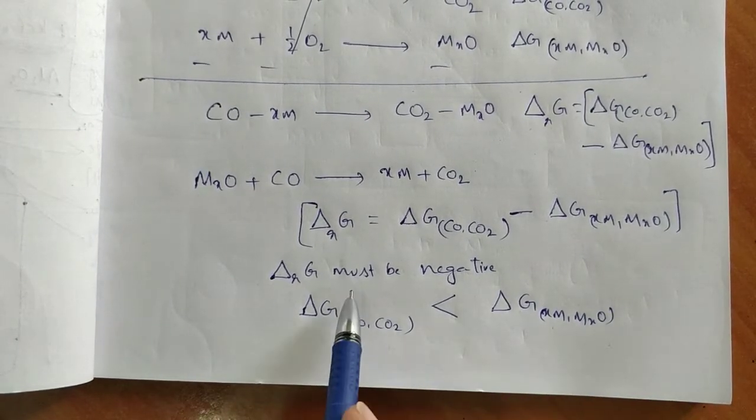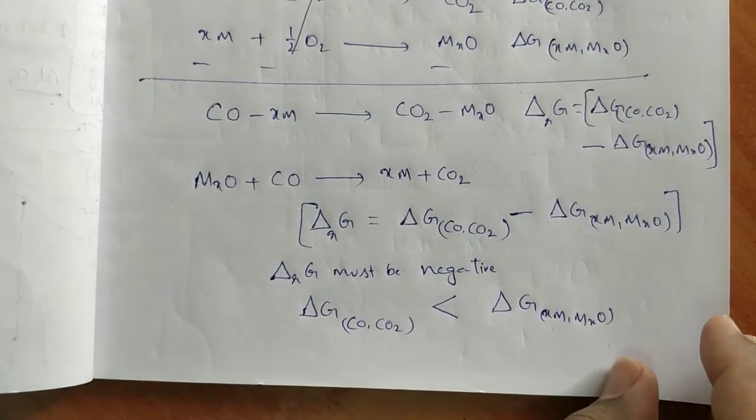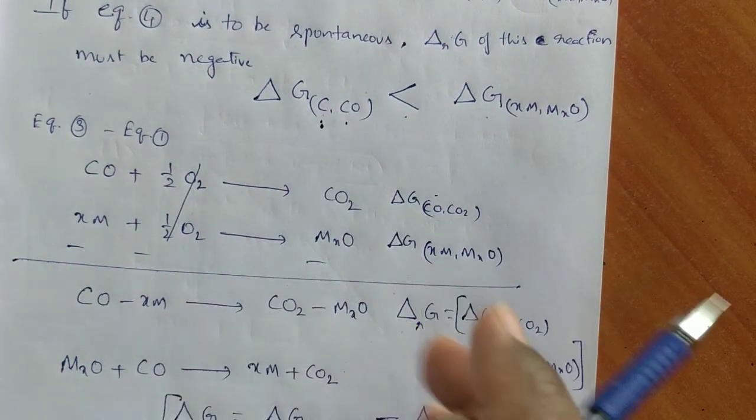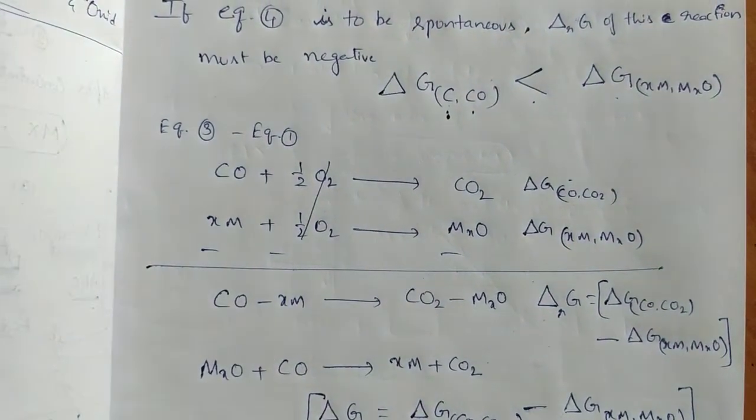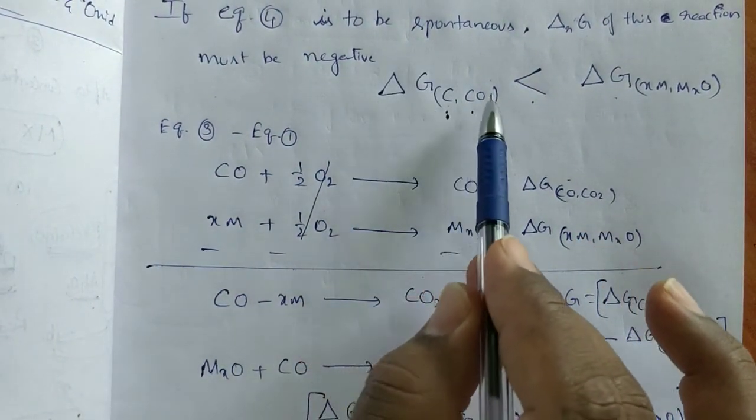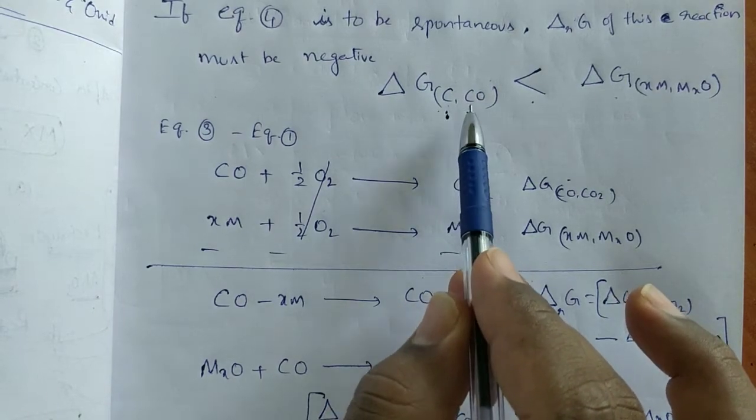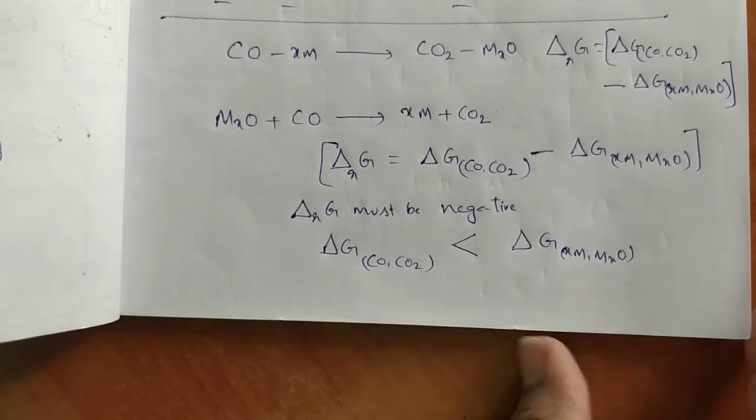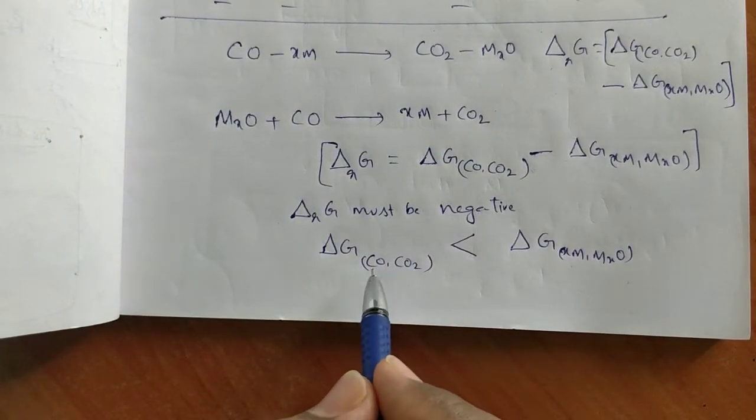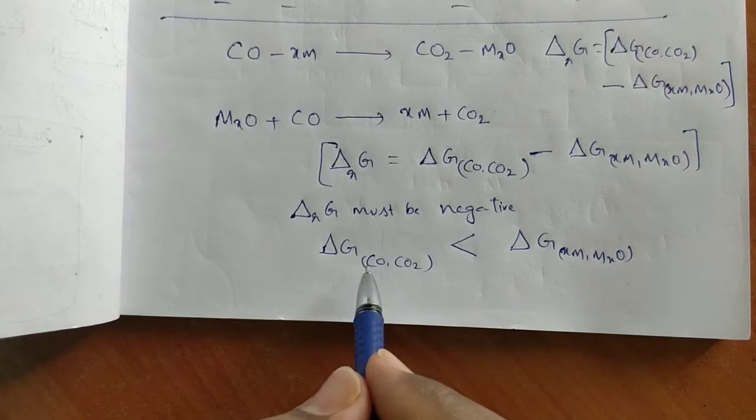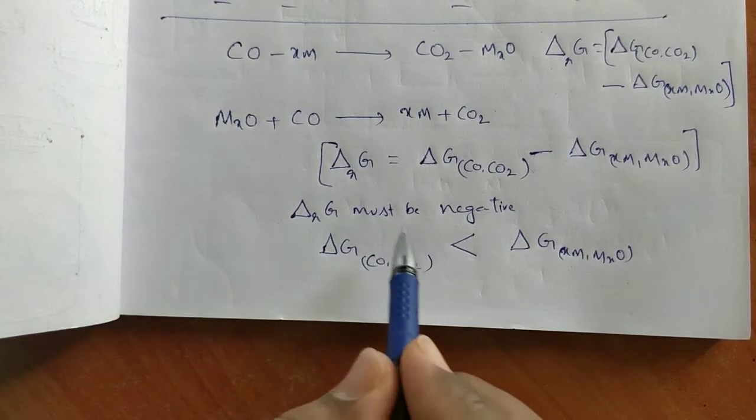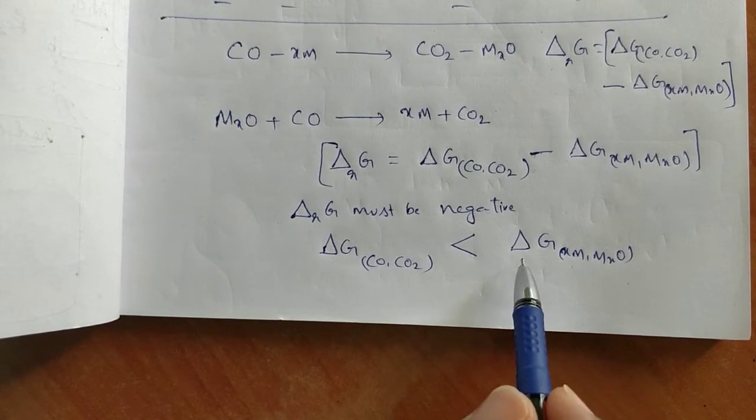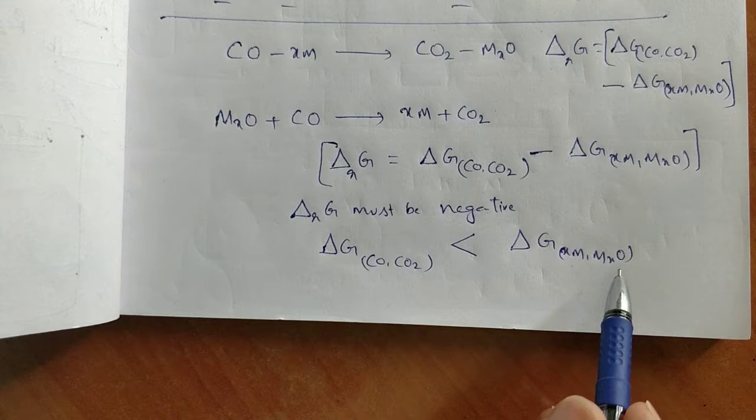So whatever reducing agent we are going to select, in the previous case also, if you want to select carbon as the reducing agent, its Gibbs energy for the conversion of carbon to carbon monoxide must be less than delta G of metal. Next, if you want to select CO as the reducing agent, its Gibbs energy change from CO to CO2, that is by gaining oxygen, should be less than delta G of xM to MxO.